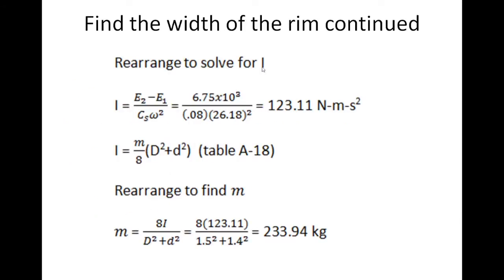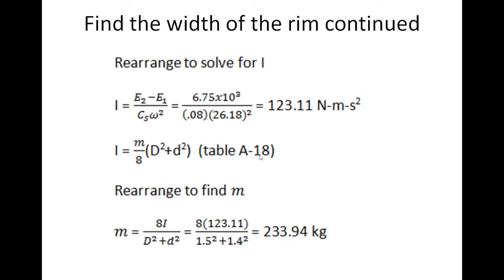So rearranging that equation to solve for I, we're going to get E2 minus E1 over Cs omega squared: 6.75, the 0.08 Cs factor, and this 26.18 squared. That solves to 123.11 newton meter seconds squared.